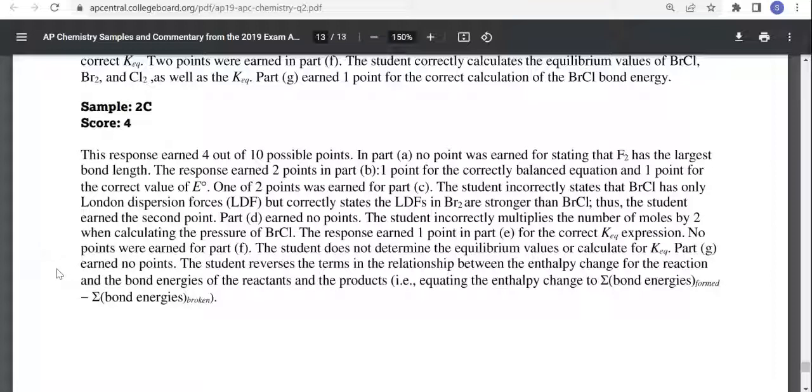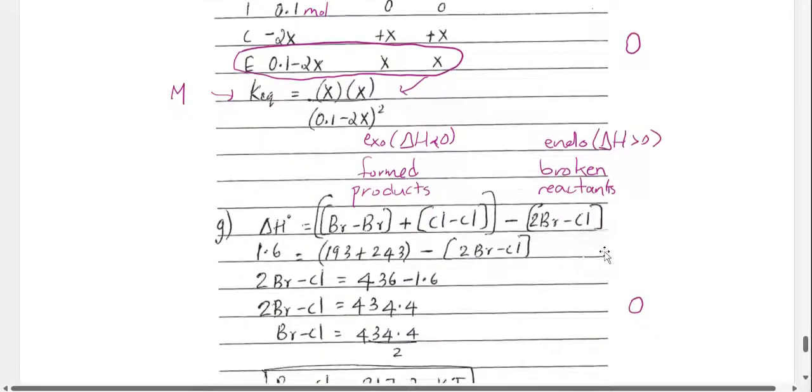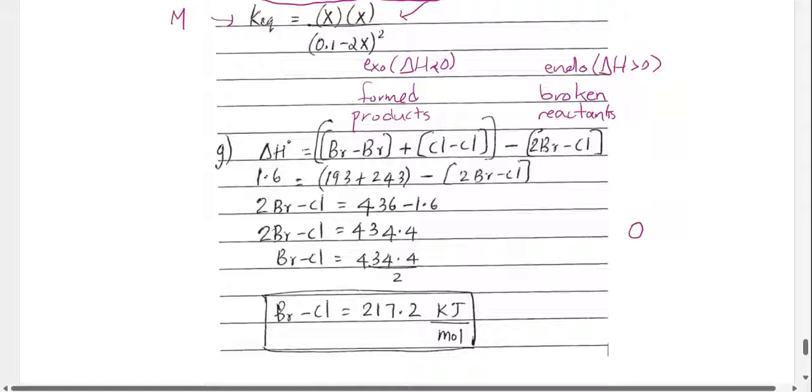And then part G earned no points because the student reverses the terms in the relationship between the enthalpy change for the reaction and the bond energies of the reactants and products. So yeah, they did products minus reactants instead of the other way around, and they got the wrong answer as a result.